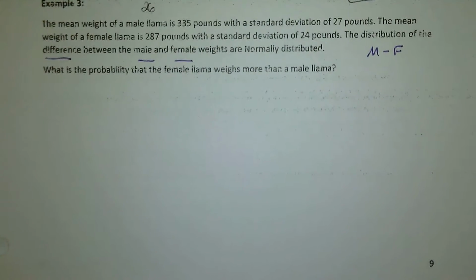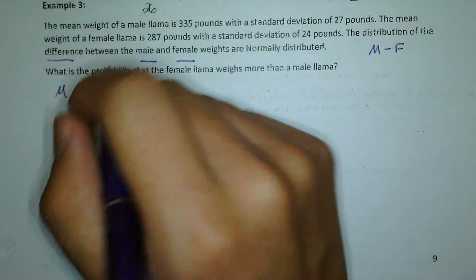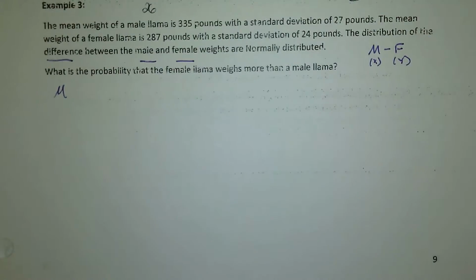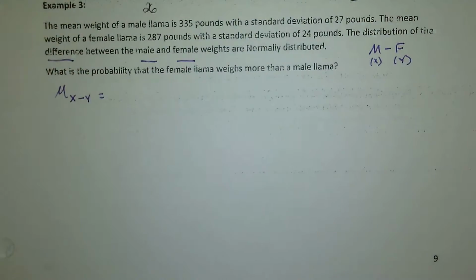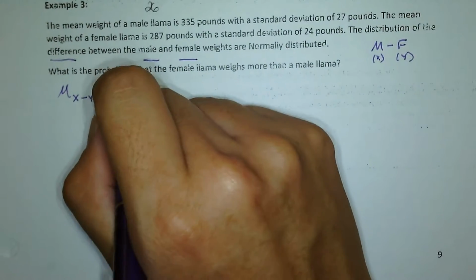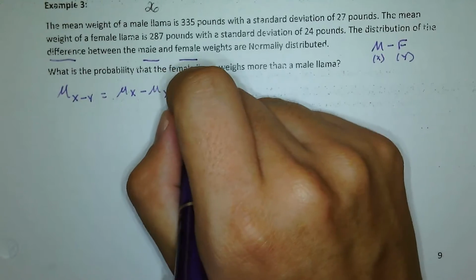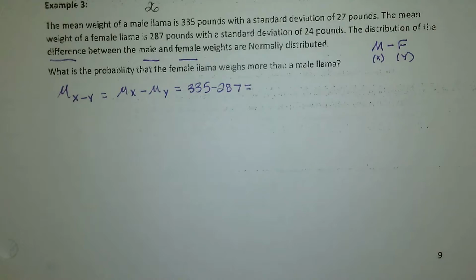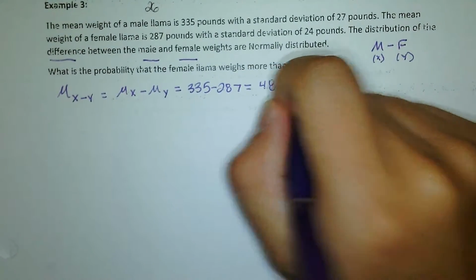Okay, so let's go ahead and define our parameters here. If I'm looking for the difference, I'll let male be x and female be y. If I'm looking at the difference between male and female, then we're going to take the difference of the means here. So for that, that'll be 335 minus 287, which will give us 48, and this will be pounds.